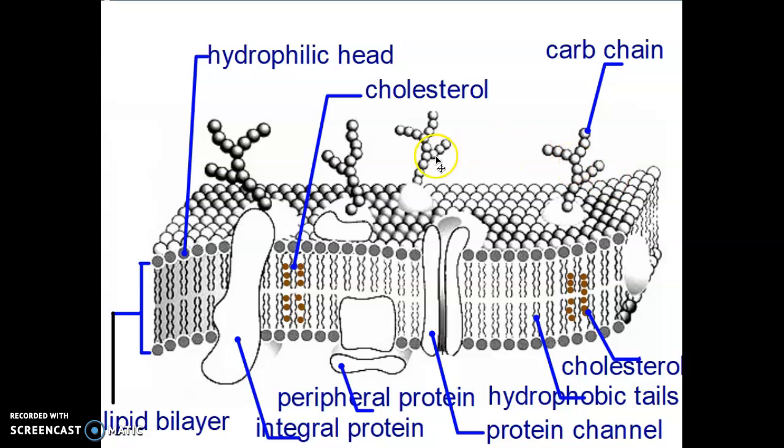And then we also have these carbohydrate chains up here, and I want you to think of them like little antennae. When they touch each other, these cells can communicate with one another. Not like talking back and forth like you would think of communicating, but with chemical signals and stuff.